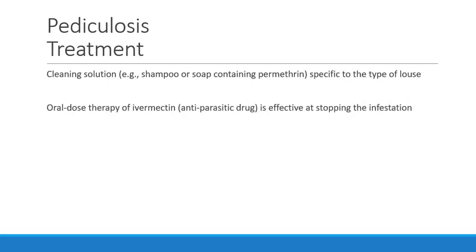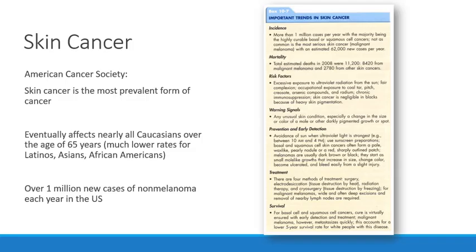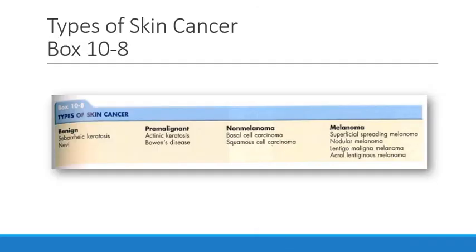Treatment, cleaning solution, so shampoo or soap containing permethrin. Oral dose therapy of ivermectin is effective at stopping the infestation. Skin cancer. The American Cancer Society reports that skin cancer is the most prevalent form of cancer. Eventually it affects nearly all Caucasians over the age of 65. There are much lower rates in Latinos, Asians, and African Americans. Over 1 million new cases of non-melanoma each year in the US.